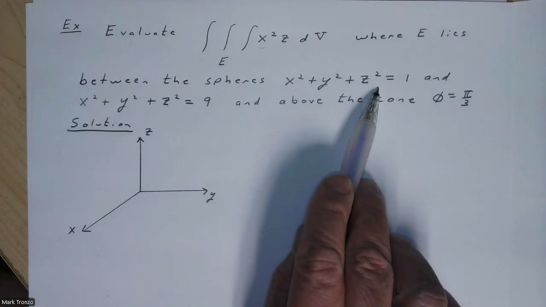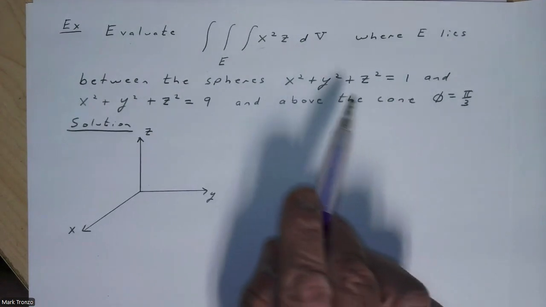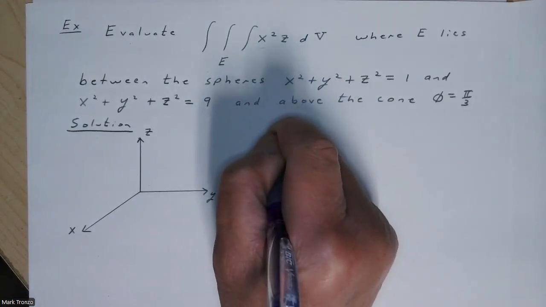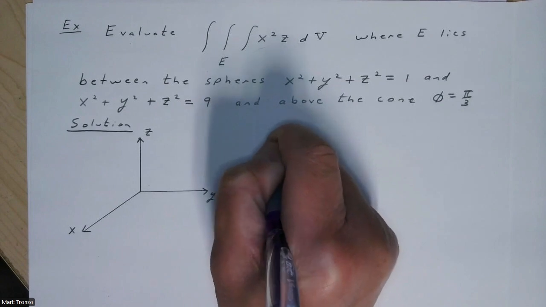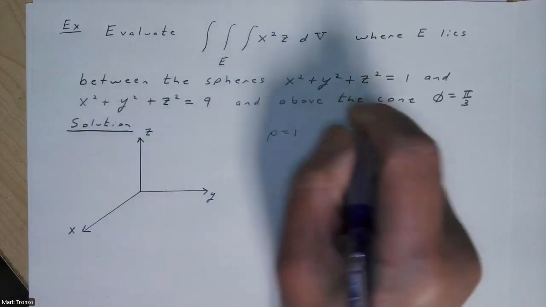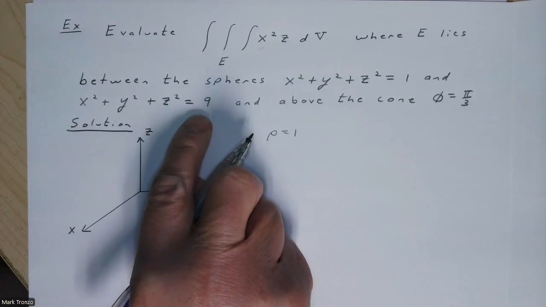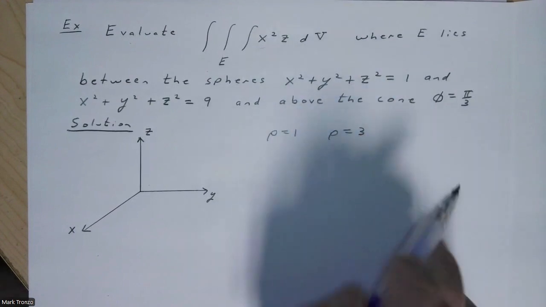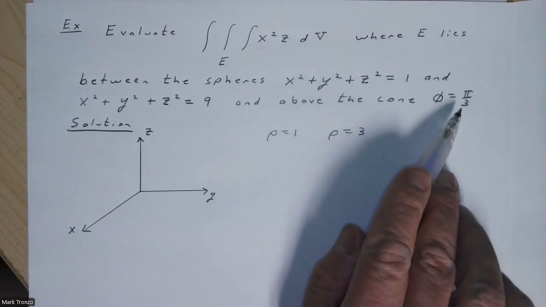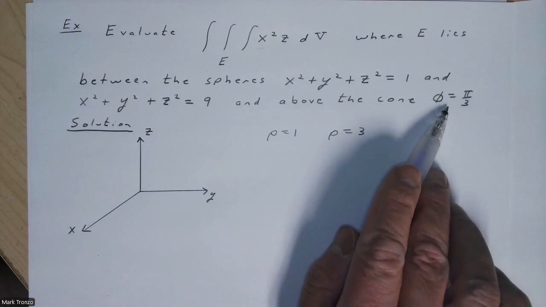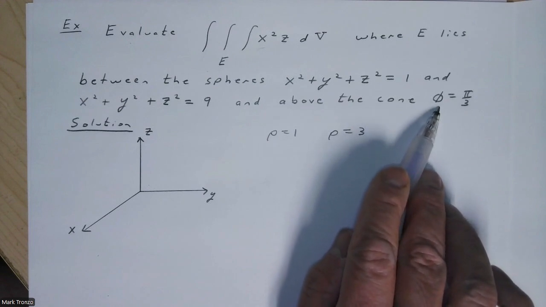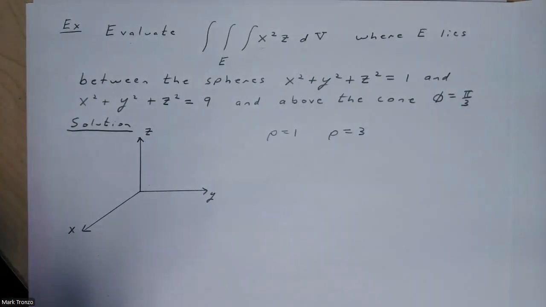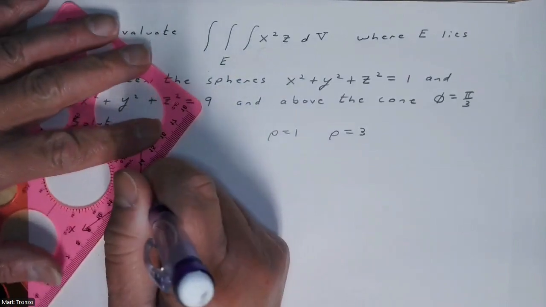Obviously, this is a sphere of radius 1. And remember, in spherical coordinates, we can just write that as rho equals 1. And this is a sphere of radius 3, because this is like 3 squared. And then the cone is phi equals pi over 3. Remember, we can describe a cone by just calling the angle phi what it is.